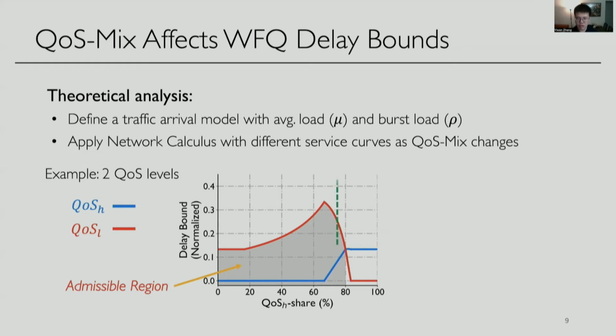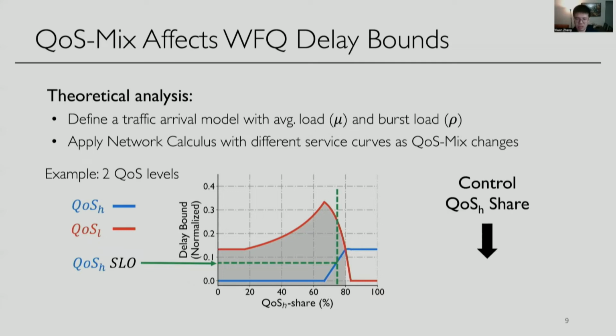Now, if we draw a vertical line to represent a selected QoS high share, we can find a delay bound for QoS high. The idea here is that if we call this delay bound to be the SLO for our QoS high, then as long as we stay at this desired QoS high share, we'll be able to provide SLOs for our QoS high class.